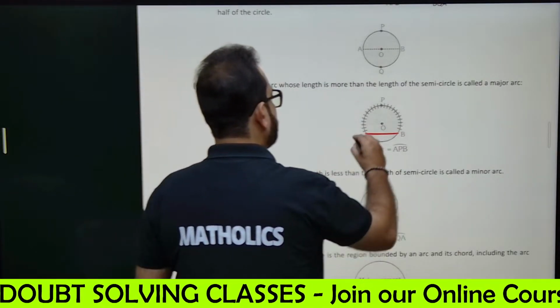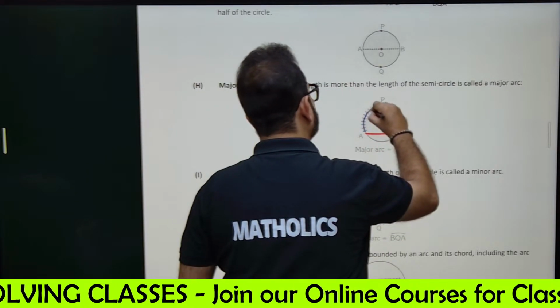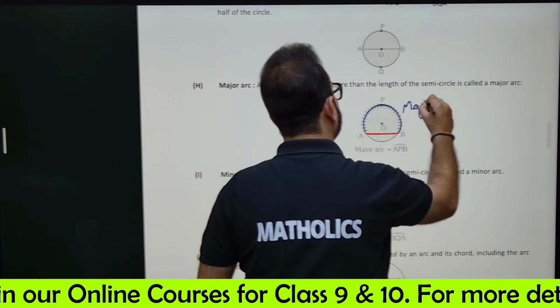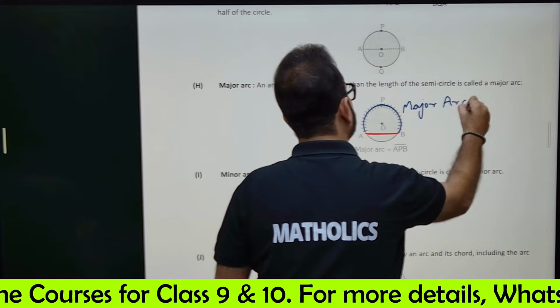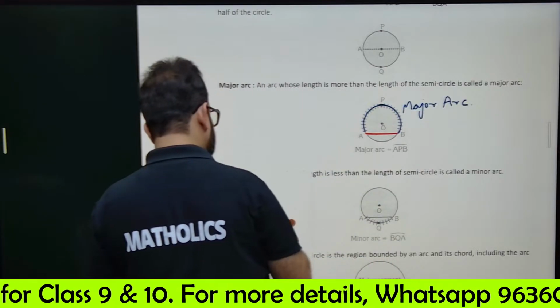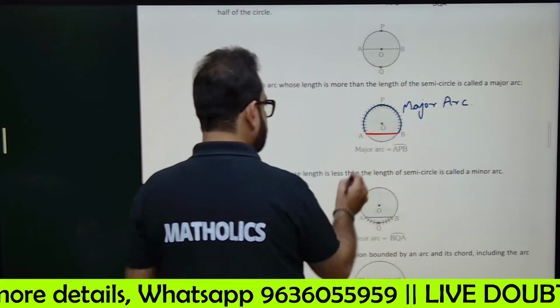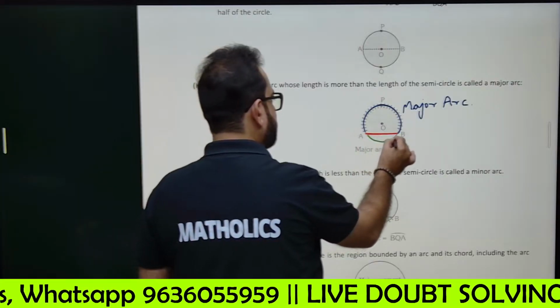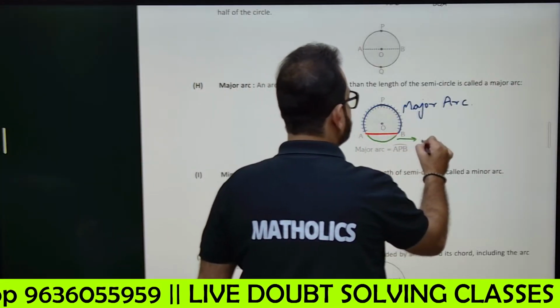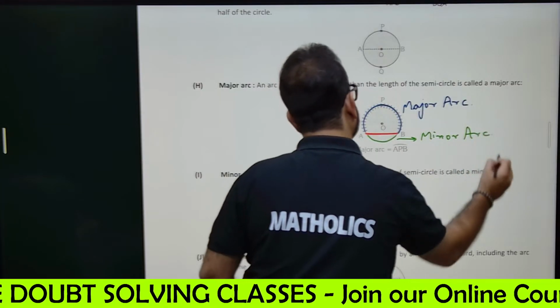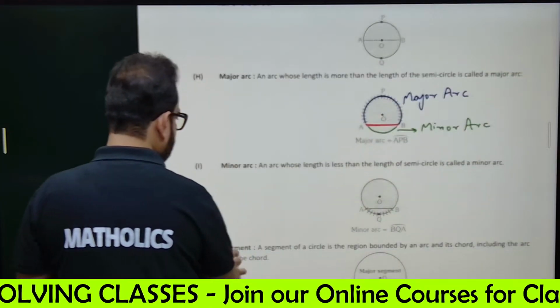This larger arc will be called as major arc. This smaller one, the green one which I have made, will be called as minor arc. These are basic things which you will be using in this chapter again and again.